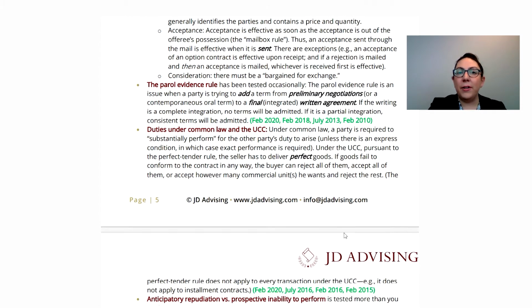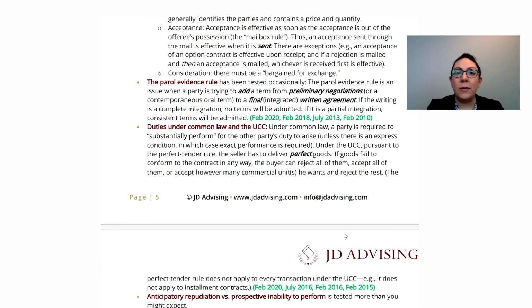Another favorite of the California Board of Law Examiners is the parole evidence rule. We've seen this come up a number of times. This is only applicable if a party is trying to add a term from preliminary negotiations to a final written agreement. So as you're learning the parole evidence rule, what you're going to see is there are a lot of situations where it seems like the parole evidence rule applies, but it really doesn't. It won't bar the parties from introducing evidence into court because they're not trying to add a term from preliminary negotiations to a final written agreement. But you may need to discuss the parole evidence rule anyway.